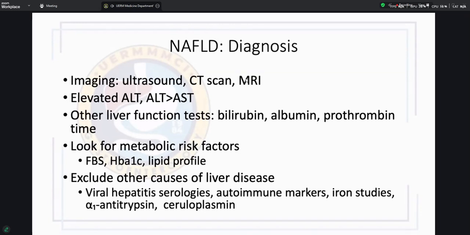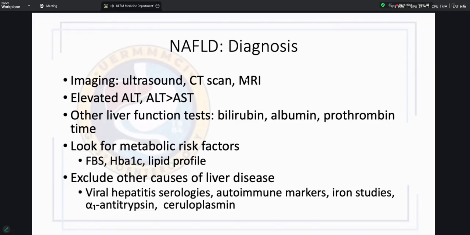Because there's no specific blood test for NAFLD, the confidence in the diagnosis of NAFLD is increased by identification of NAFLD risk factors. This includes increase in body mass index, insulin resistance or the presence of type 2 diabetes mellitus, and other parameters that are indicative of metabolic syndrome.